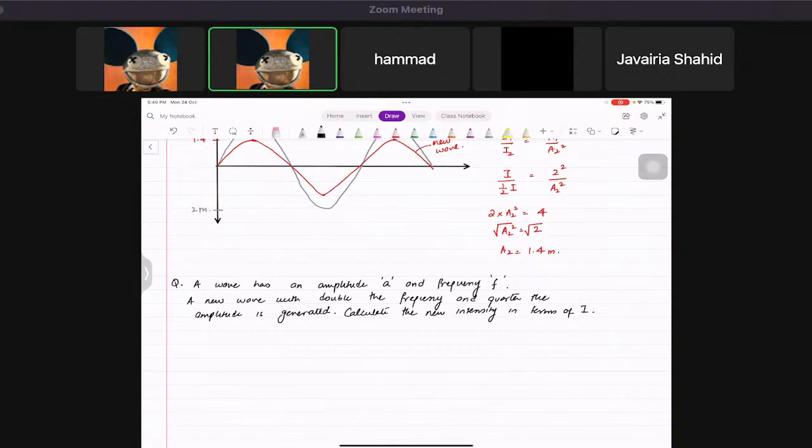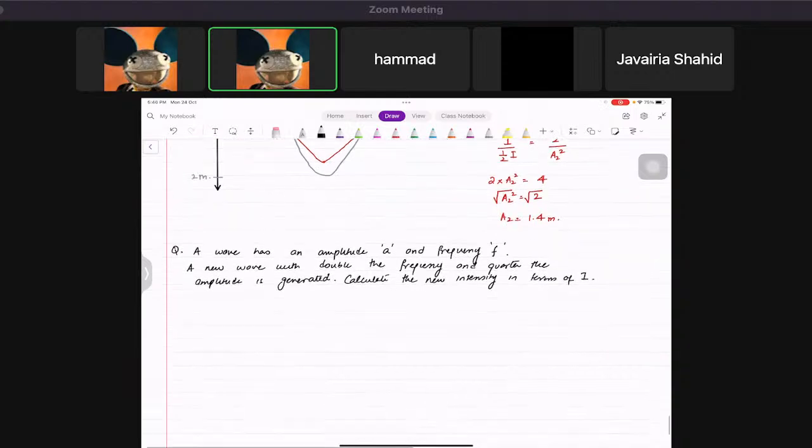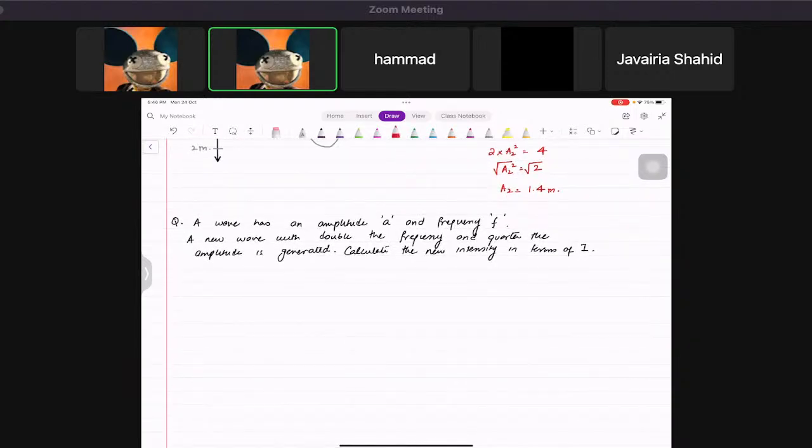Now let's write the data first. Okay. What we have, what we don't have. So intensity I1 is I, amplitude A1 is A, frequency 1 is F. Intensity 2 is what we need to find. Amplitude 2 is a quarter of A, and the frequency of 2 is 2 times the frequency.